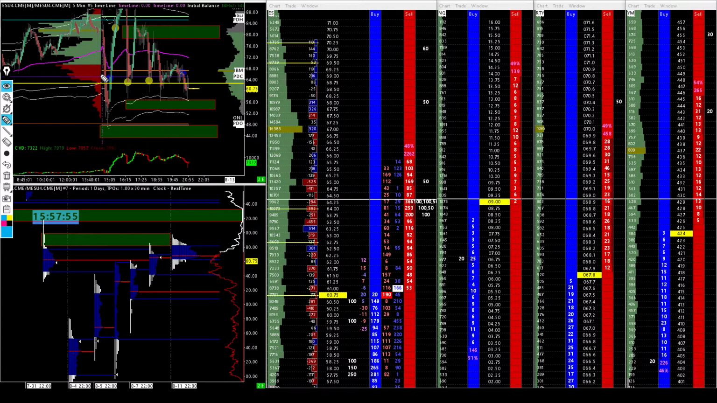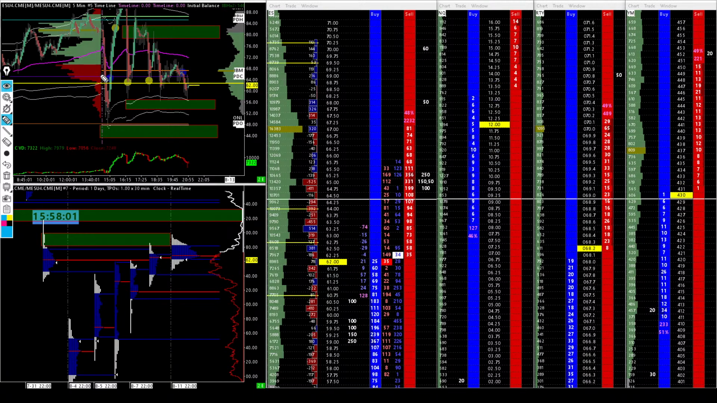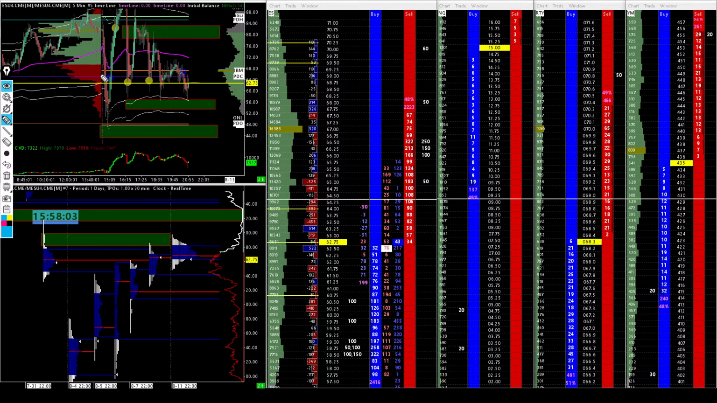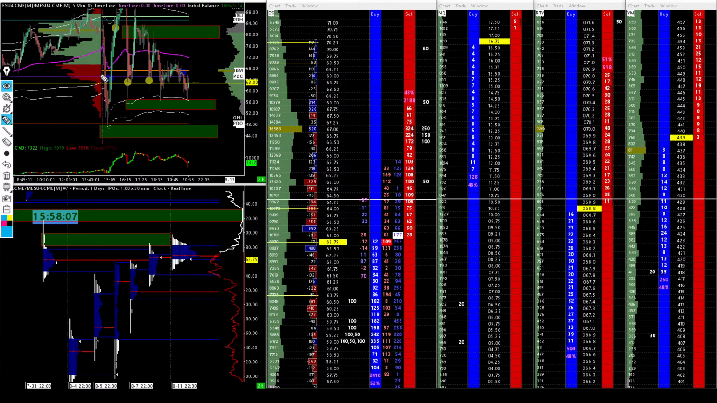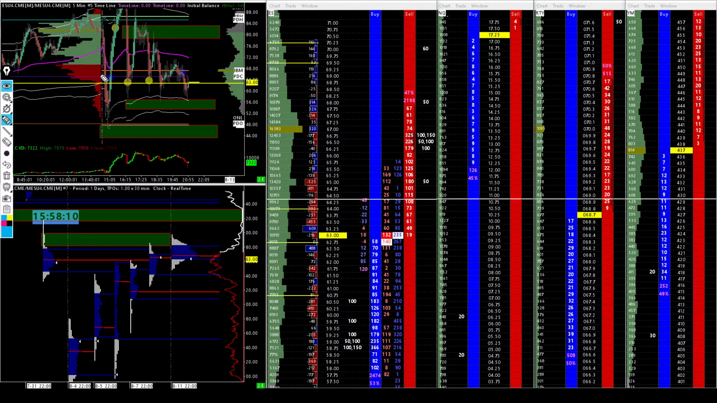This has been just untradable action. Let's clear these prints.